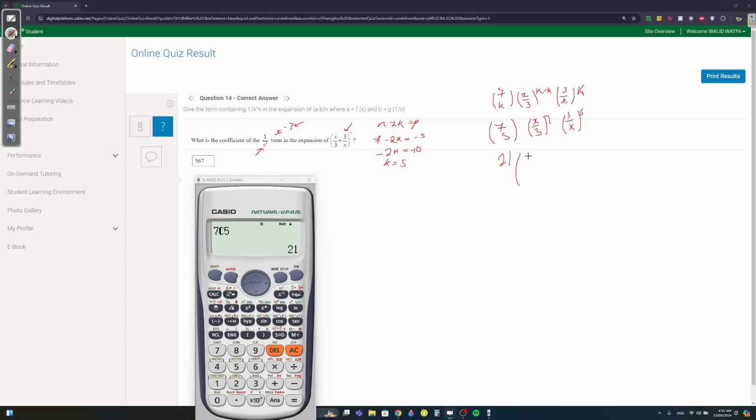7c5 is 21, and it becomes x squared over 3 squared times 3 to the power 5 over x to the power 5. I'm writing it in power notation, so it's a bit easier. You'll see now why in a sec. So 21, x squared with x to the power 5 becomes x to the power 3. 3 squared with 3 to the power 5 becomes 3 to the power of 3, right? Okay, that's why. So 21 times 3 cubed over x cubed. 3 cubed is 27. So just put it in a calculator if you want. 21 times 27 is 567 over x cubed, right? So it's going to be 567.